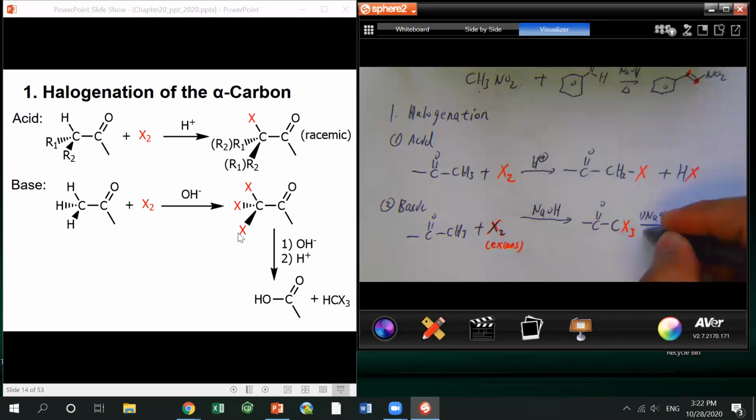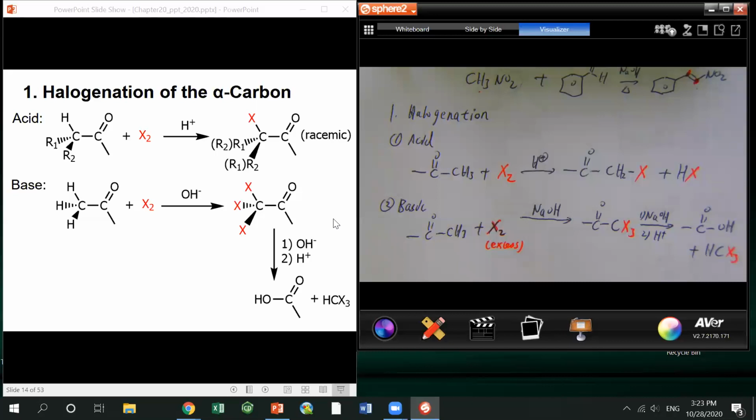So once the reaction is done, it actually generates a carboxylic acid, plus what we call the haloform, HCX3. Like chloroform, CHCl3, or bromoform. Haloform. So that's one thing.